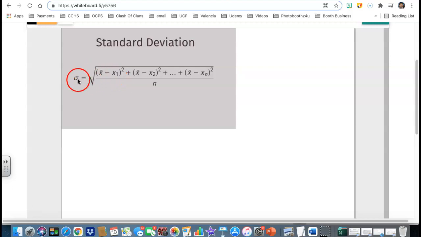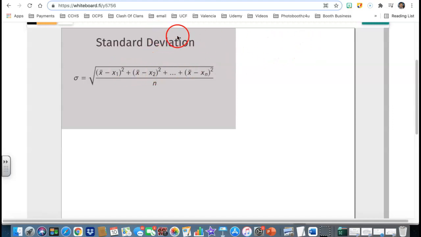So what happens in standard deviation, this symbol means the standard deviation in this case. It's the square root of the mean, or the average, minus every single value, and then your answer to the second power. Then you do that with the second value and so on and so forth.